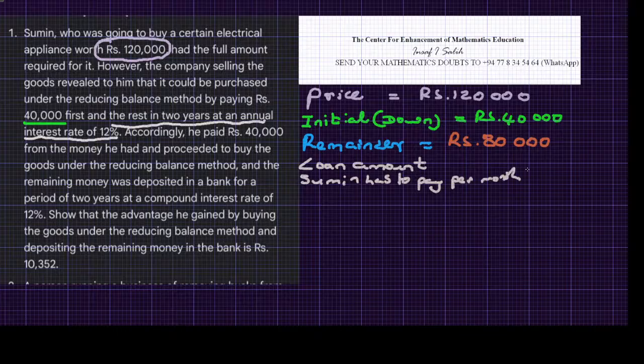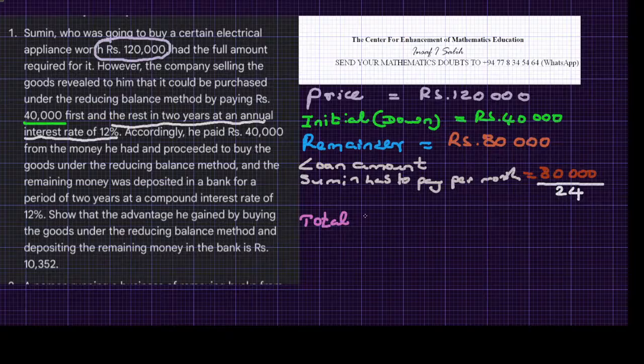That is rupees 80,000 divided by the number of months. Since he's taking 2 years to make the payment, how many months are there in 2 years? There are 24 months. So the loan amount he has to pay per month is 80,000 divided by 24. Now remember, this answer is just the loan amount, without the interest. Now how do we calculate the total interest Sumin has to pay under this hire purchase scheme?